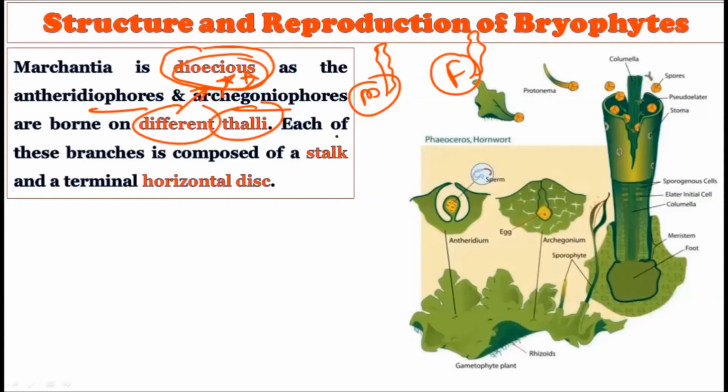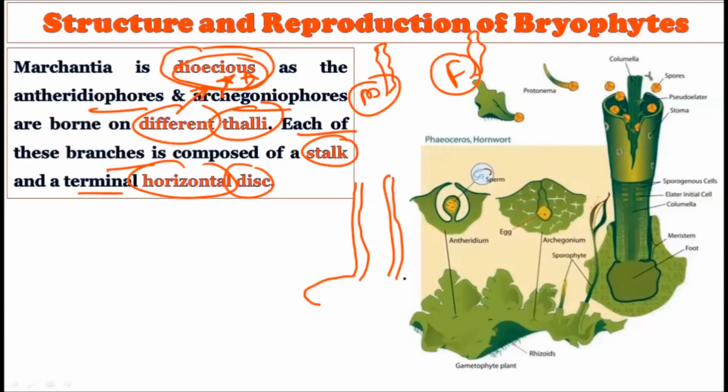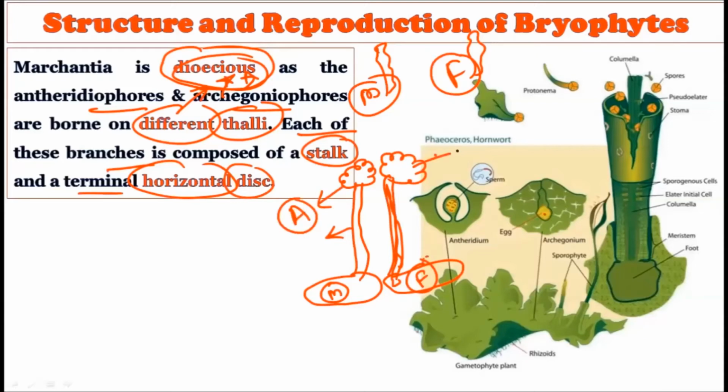Marchantia is dioecious, and each of these branches is composed of a stalk and a terminal horizontal disc. This is very important. Every time you draw, see, this is an antheridiophore and this is an archegoniophore. Every time you draw the archegoniophore and antheridiophore, they possess a stalk and a disc. A stalk and disc is the common thing among both. The stalk is the elongated area which attaches this disc to the gametophyte. Right? This is the male gametophyte, this is the female gametophyte. Hence, this male gametophyte is producing the antheridiophore, and this female gametophyte is producing the archegoniophore.